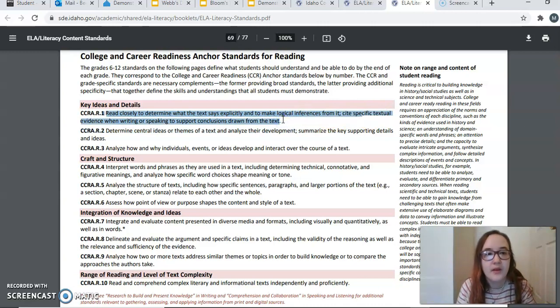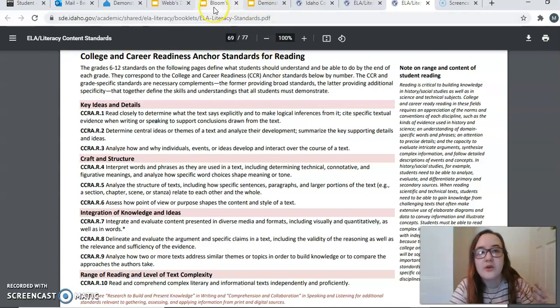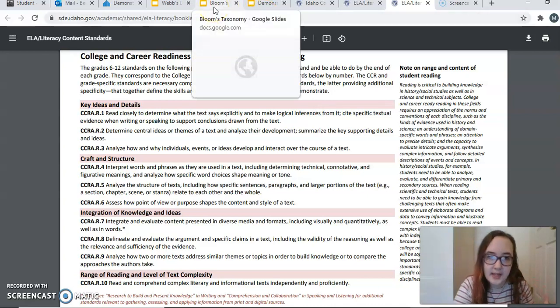So, determine is a big word, and so is logical inferences. So basically what students are going to be asked to do is read a certain text, maybe an article, and be asked to make logical inferences from it, and in the future they are going to need to use specific textual evidence. So they're going to have to use things from the text when writing or speaking to support conclusions that they made. And so let's go see where this falls under Bloom's taxonomy.